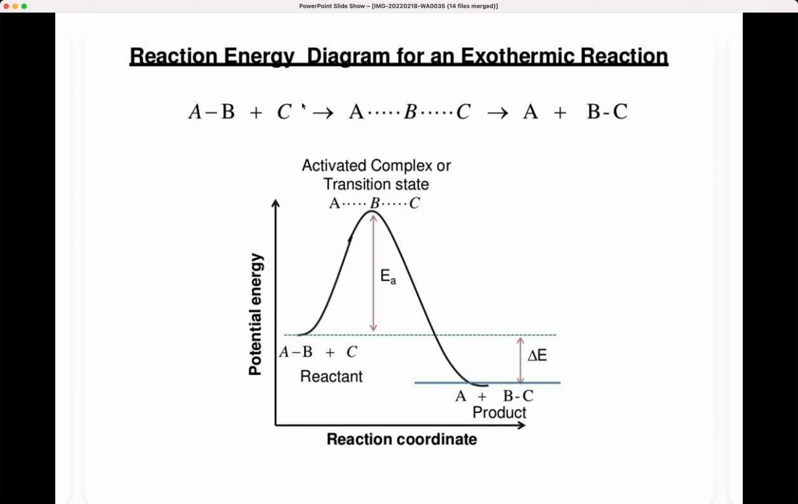And this is the reaction energy diagram for an exothermic reaction, and you can see the reactant here and the product over here, and this is the potential energy and the reaction coordinate is given here. So I think this is very simple for you now.